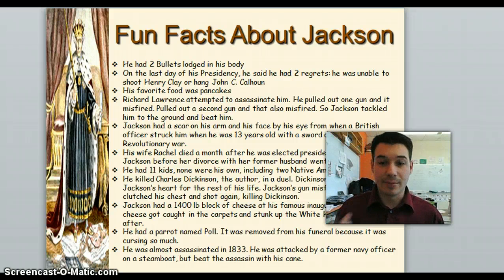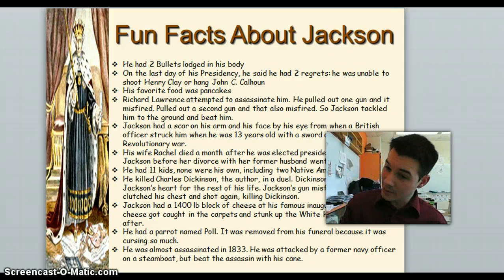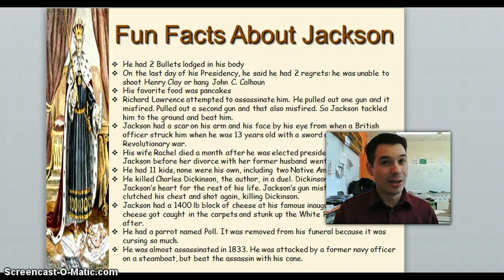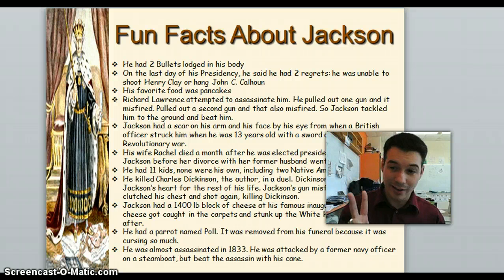His wife, Rachel, died a month after he was elected president. She married Jackson after a divorce from her former husband went through. And because the divorce hadn't gone through at the time, again, a lot of that mudslinging was based on Rachel. He had 11 kids. None of them were his own, including 2 Native American kids.